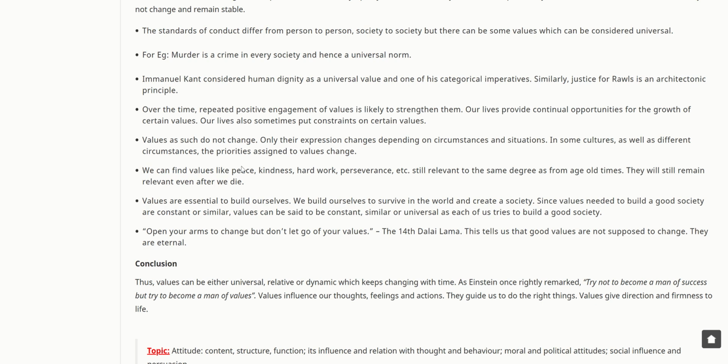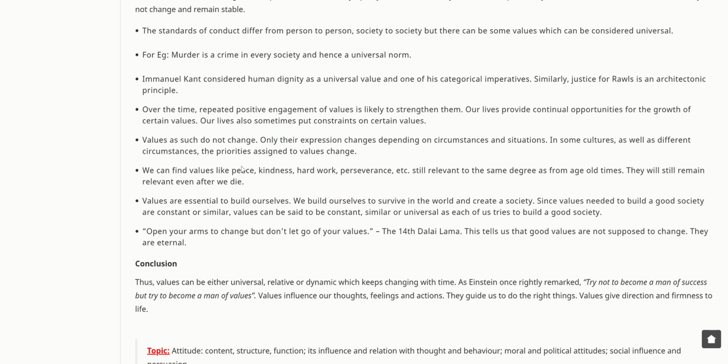architectonic principle. Over time, repeated positive engagement with values is likely to strengthen them. Our lives provide continual opportunities for the growth of certain values. Our lives also sometimes put constraints on certain values. Values as such do not change, only their expression changes depending on circumstances and situations. In some cultures, as well as different circumstances, the priorities assigned to values change.